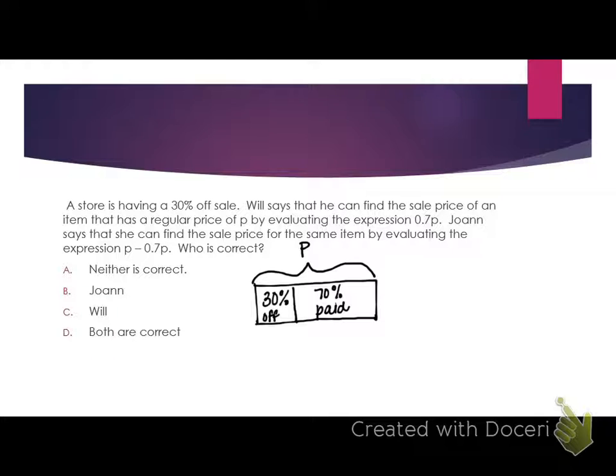So we can create two equivalent expressions from this. We could say that we are going to pay 70% of the price, or we can say that we are going to take the price and take off 30% of the price. 70% of the price is what Will came up with, but Joanne said 70% of the price where she should have said 30% of the price. So only Will is correct in this situation.